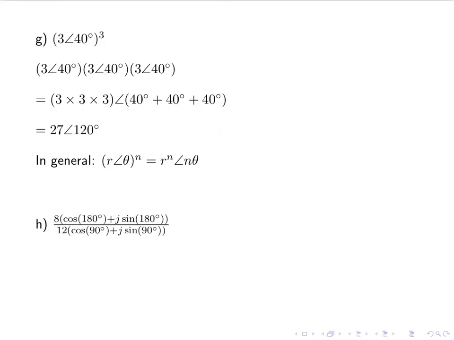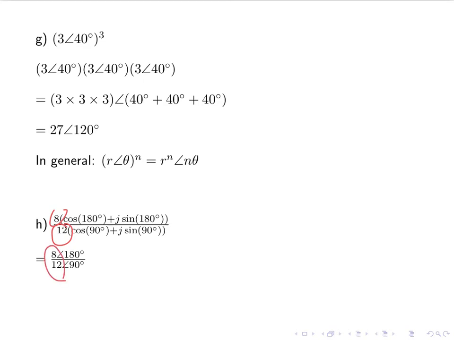And then here's another one with division. So again, it looks like it could be complicated, but it's just polar form. So I'm going to rewrite it. So I have r is 8, theta is 180 for the top. For the bottom, I have r is 12. I have it factored out for both of them, so that's still r, and that's still 12. And then my angle for the bottom one is 90 degrees.